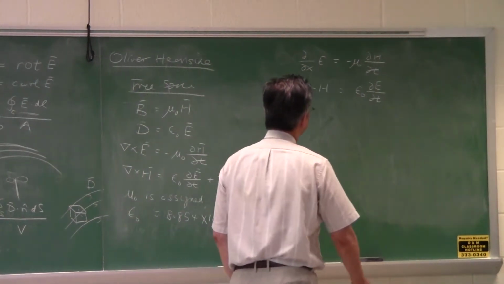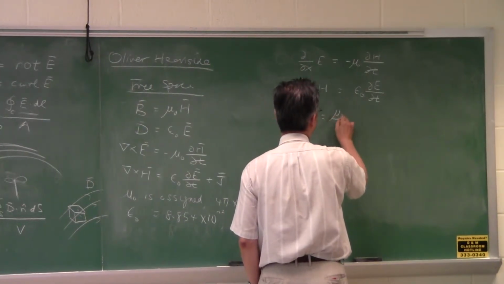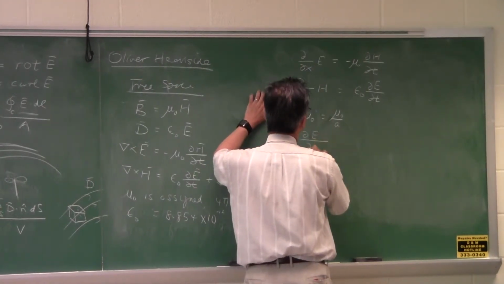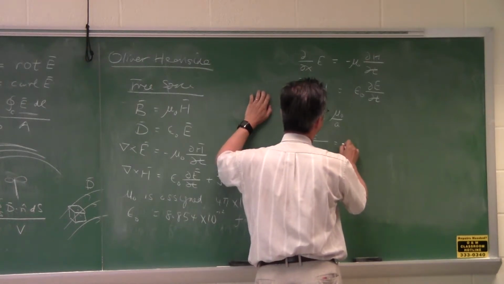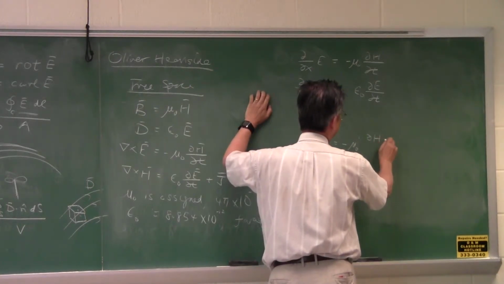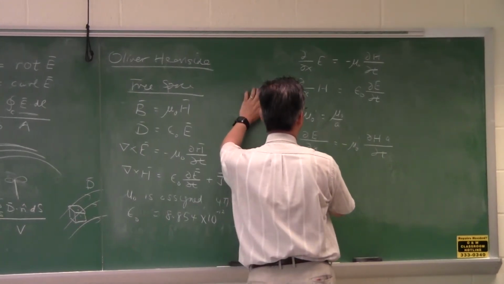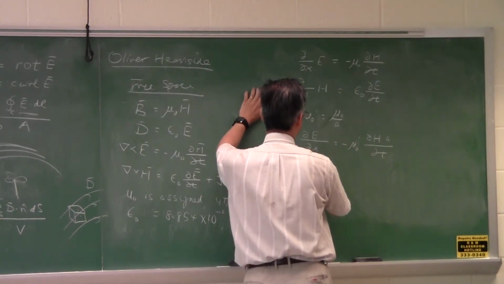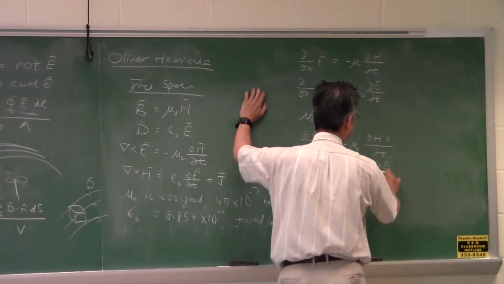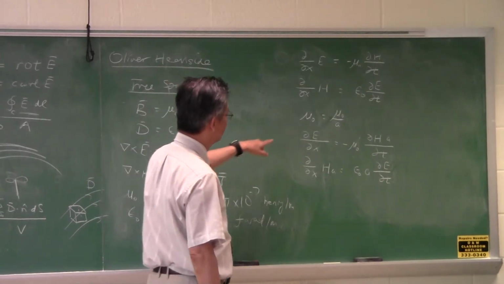And I can always redefine my mu naught. Say, I can define mu naught prime to be mu naught over A, right? And then I can now rewrite this equation as dE/dx is equal to minus mu naught prime times d(HA)/dt. And then if I do that, I can write the second equation as d(HA) plus epsilon A dE over dt. So I can always redefine my constants in those two equations by defining a mu naught prime.